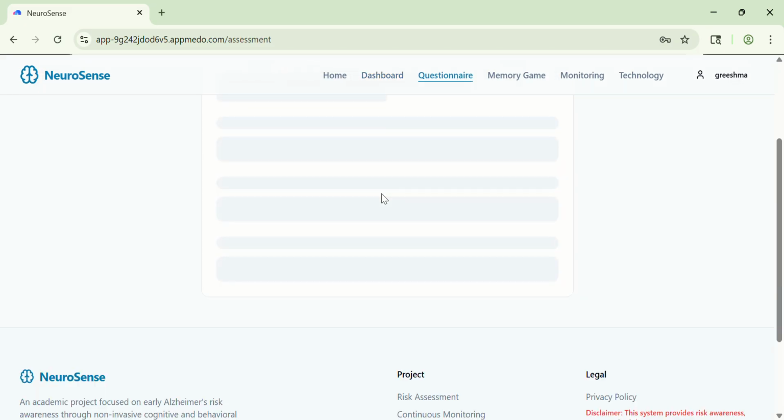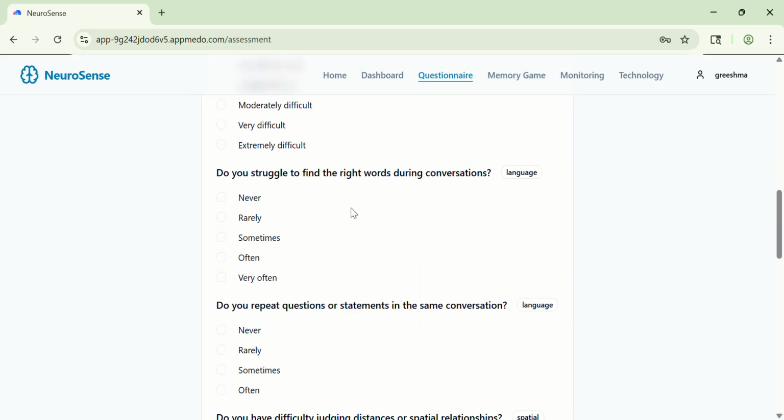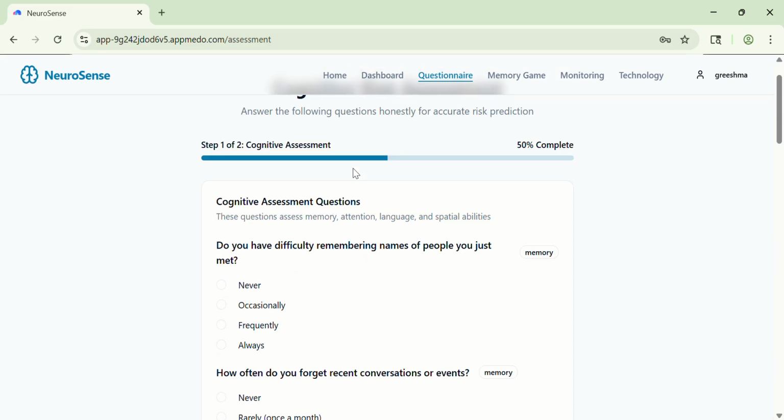Questionnaire. In this section, we have a set of questions. We need to answer these questions. These are based on lifestyle and behavioral questions. These questions are designed to understand whether the user is experiencing any common signs of cognitive decline, such as forgetting things often, difficulty in concentrating, confusion in certain tasks, and trouble remembering recent events.